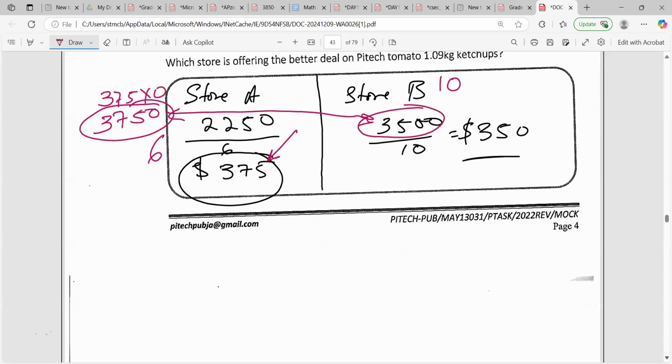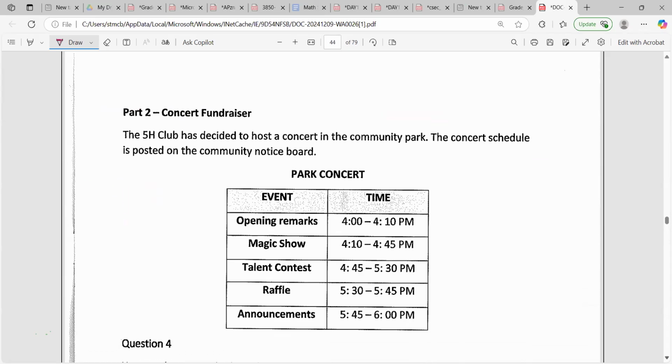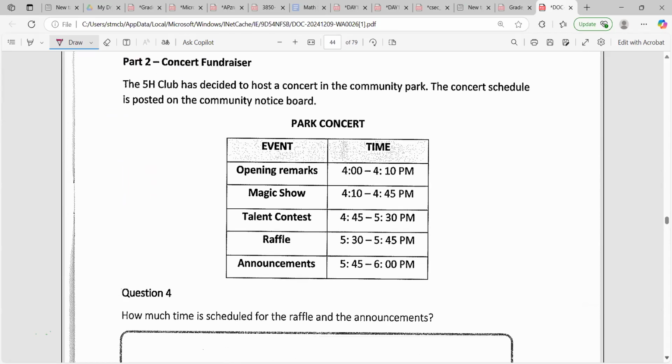All right. So we have another task. It says, part 2, concert fundraiser. The 5H Club has decided to host a concert in the community park. The concert schedule is posted on the community notice board. So look at the park and whatever.